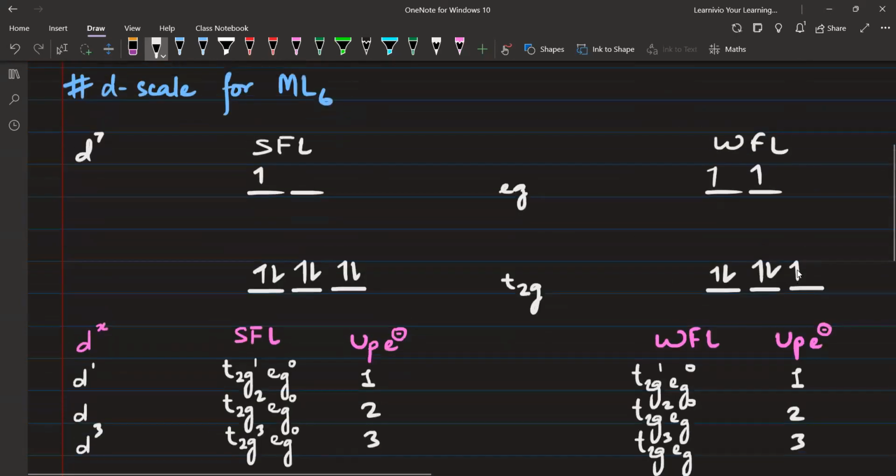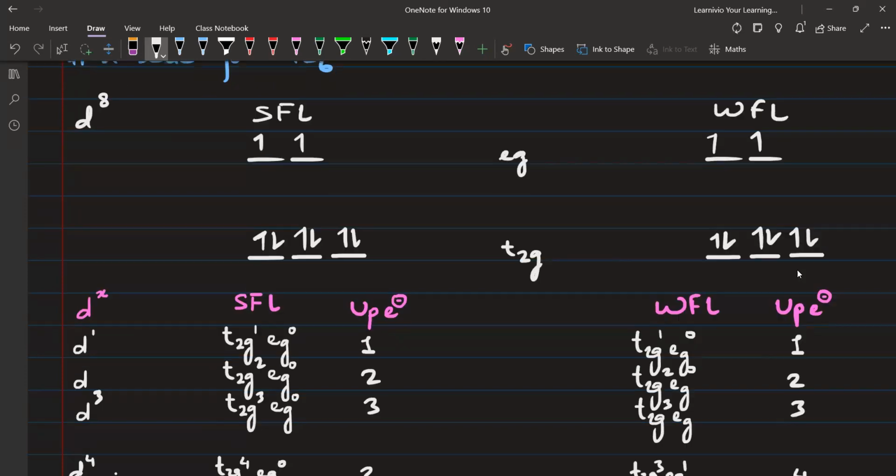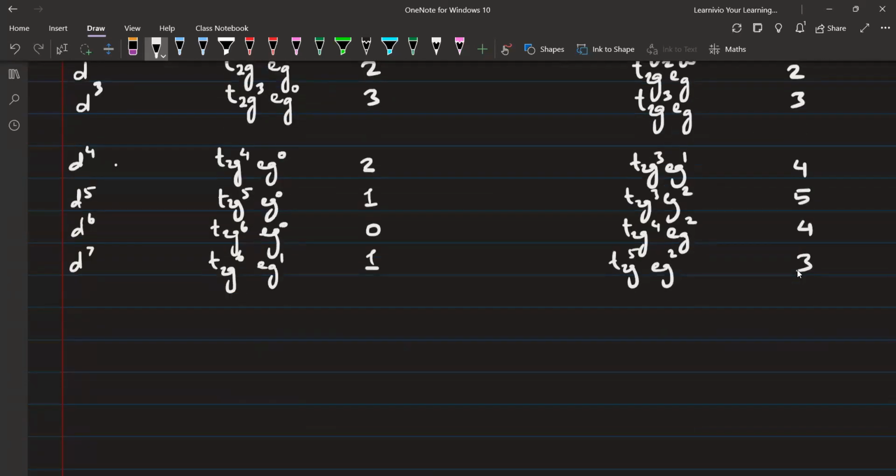In the d8 configuration, d8 will start with one electron going to eg and pairing occurs in the weak field ligand. Now you can see that eg and t2g level is completely same once again. So the difference kaha pe hai, d4 se leke d7 tak ki difference hai. Then you have the d8 configuration. In this, the t2g is 6, eg is 2, and number of unpaired electrons is 2. Here also the t2g is 6, eg is 2, number of unpaired electrons is 2.